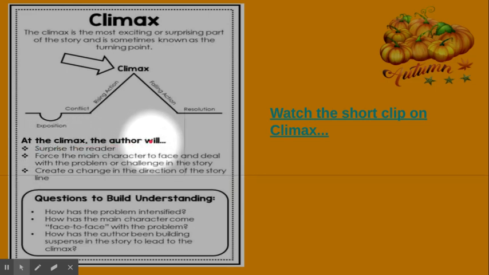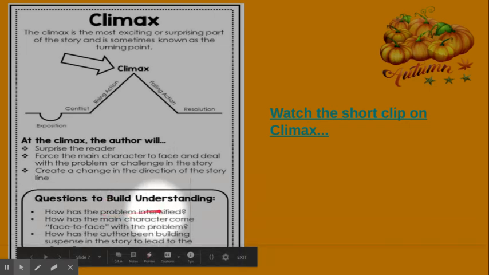At the climax, the author will surprise the reader, force the main character to face and deal with the problem or challenge in the story. Think about the film we watched, Glued. Right? What were you surprised about? What did the main character, the mom, have to face and deal with the problem? What was the challenge? Again, at the climax, the author will create a change in the direction of the story. So think about the three elements that were rising, okay, the rising action to the climax that led to the change. Think about what the mom did.